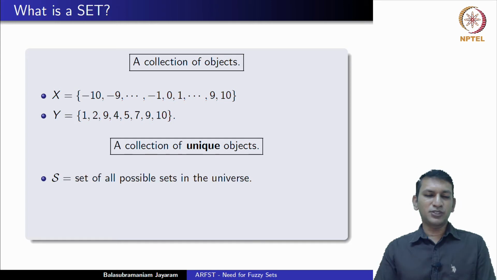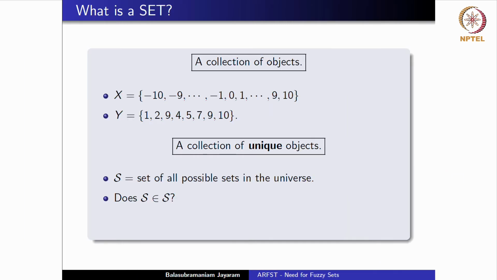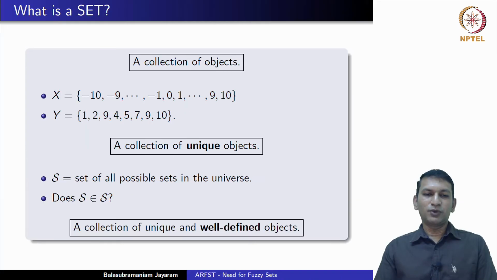Now, consider the set S, which is the set of all possible sets in the universe. Now, the question immediately arises, does S belong to itself? Now, towards avoiding such paradoxical questions, the definition was further refined as a collection of unique and well-defined objects.